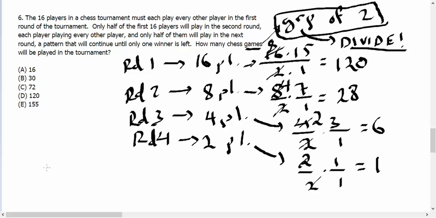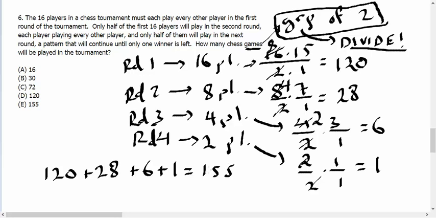So here it's going to be 120 plus 28 plus 6 plus the final game. And we can add all of these together and find out that it is 155. So, which is answer choice E.